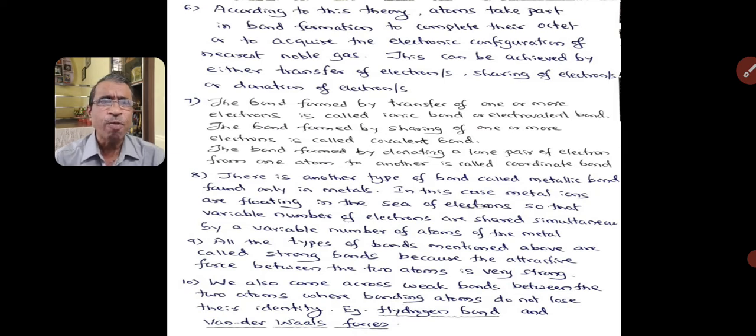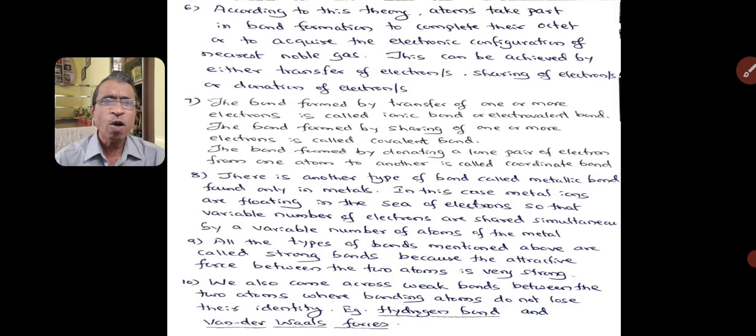There is another type of bond called metallic bond found only in metals. In this case, metal ions are floating in a sea of electrons so that a variable number of electrons are shared simultaneously by a variable number of atoms of the metal. Hence we say metallic bond is not between two atoms, it is among the atoms. Whereas ionic bond, covalent bond and coordinate bond are present between the two atoms.